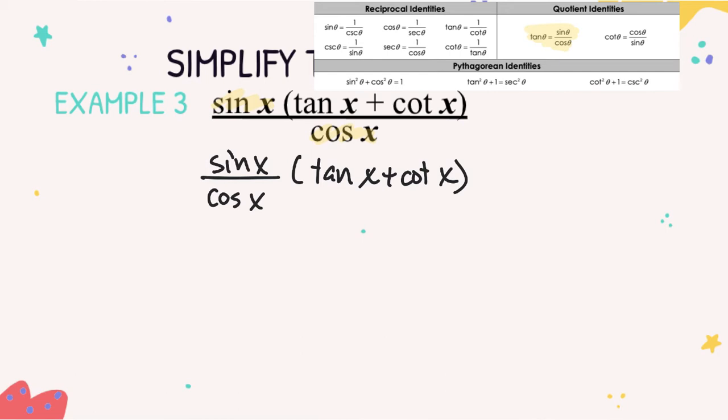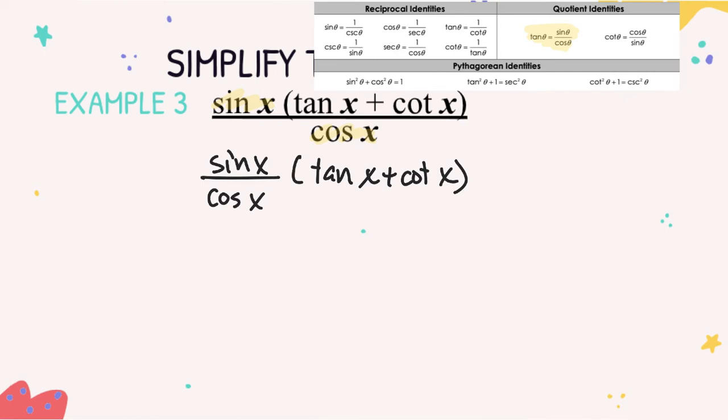Now, this is exactly the same thing as what's written above. I just shifted the cosine x over. Notice how sine x, tangent x, and cotangent x are all still in the numerator. I just rewrote it to make it look a little different.